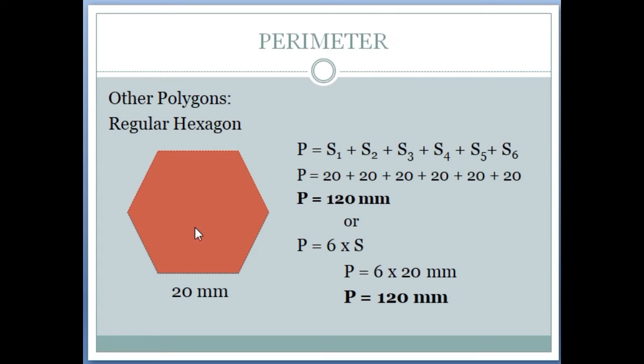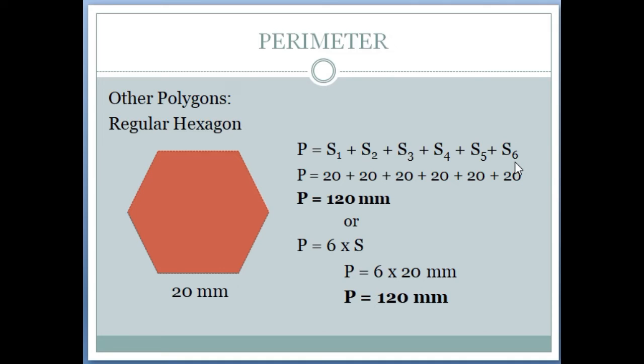So, given itong example na to, having a measurement of 20 millimeters, gagamitin natin ngayon yung formula na P is equal to S of 1 plus S of 2 plus S of 3 plus S of 4 plus S of 5 plus S of 6. Ngayon, bakit nakaabot tayo hanggang S of 6? It is because we're dealing with a regular hexagon. Okay? Hexagon has 6 sides. That's why 6 din yung pinakadulo ng ating formula.